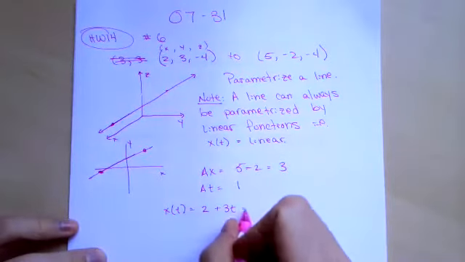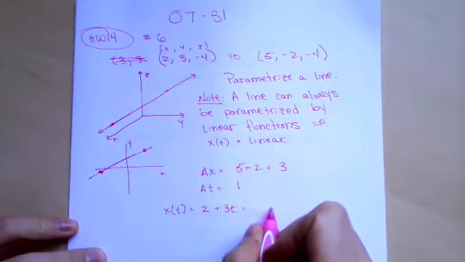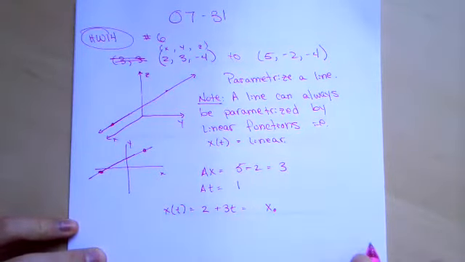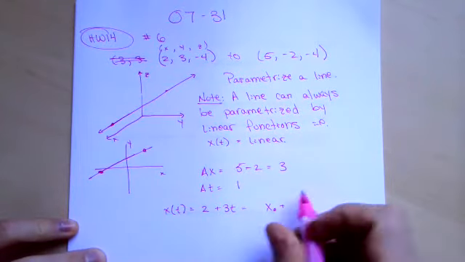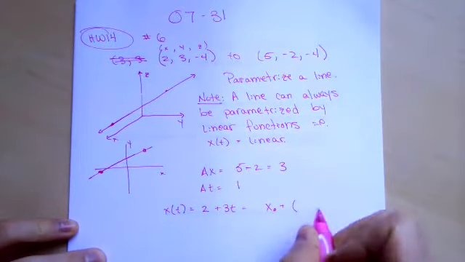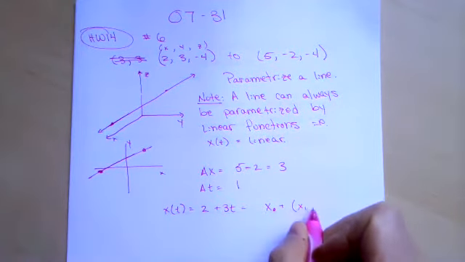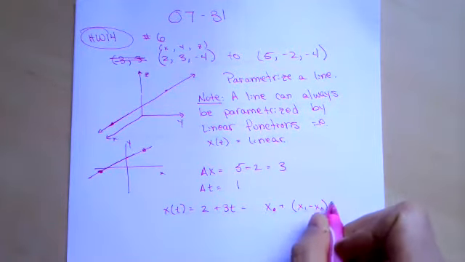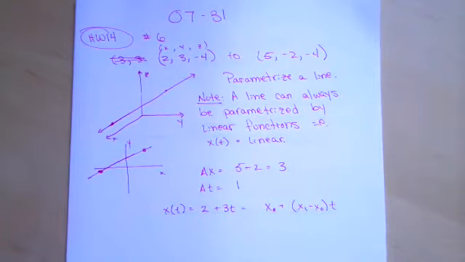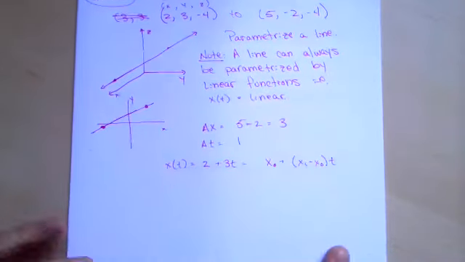So in general, this was just some sort of starting x naught plus the change in x naught. So you could say x1 minus x0 times t. And we can use that for all of the coordinates now.